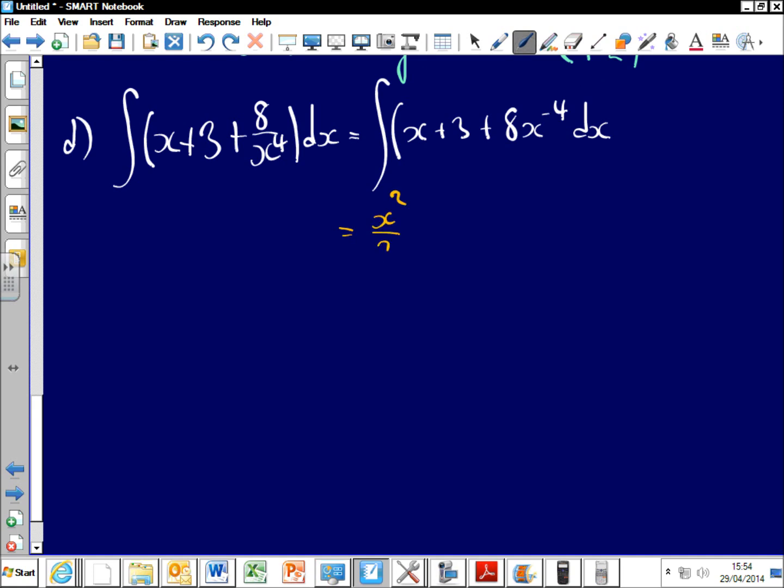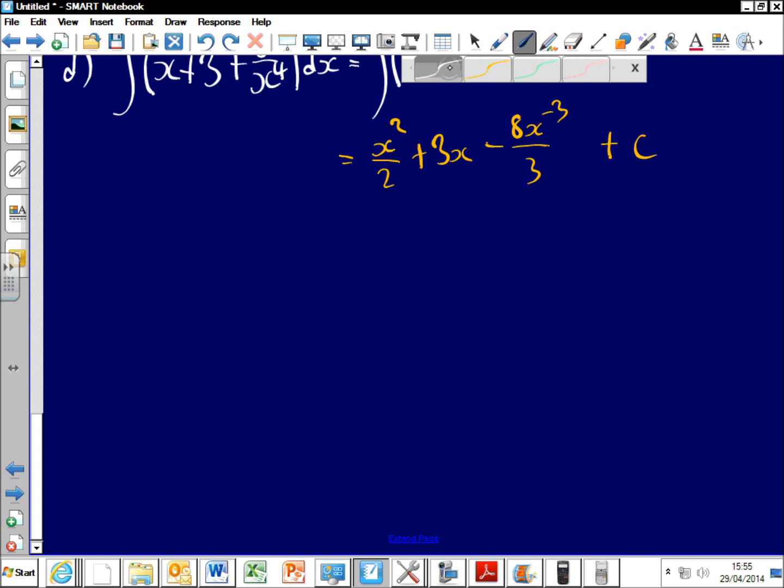X squared over 2. The 3 is going to go to 3x. 8x to the minus 4, what does that go to? Yeah? Brill. Okay, so it's going to be 8x to the negative 3 divided by minus 3, so that it's going to be negative there. And there's a plus c as well, right? Okay, so that's the integration, that's your 3 marks. It's then saying, hence find the area bounded between 2 and 1. Well, the area bounded between 2 and 1 is the same as me saying, what's the integration between 2 and 1 of the thing we just did.